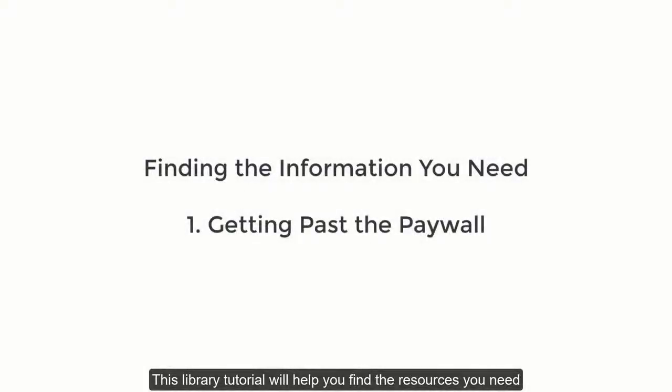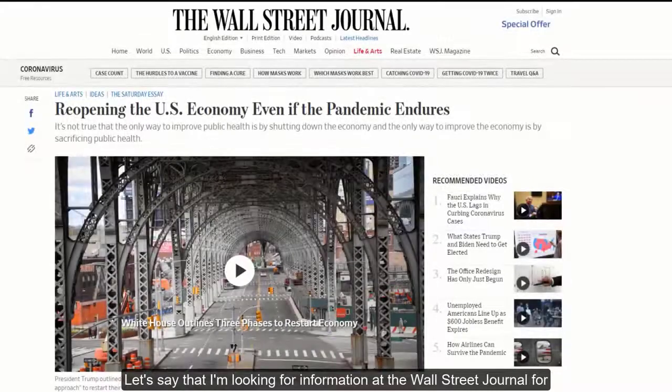This library tutorial will help you find the resources you need for this course. First, let's talk about getting past the paywall. Let's say that I'm looking for information at the Wall Street Journal, for example. I have all the information I need and it looks like a good article.